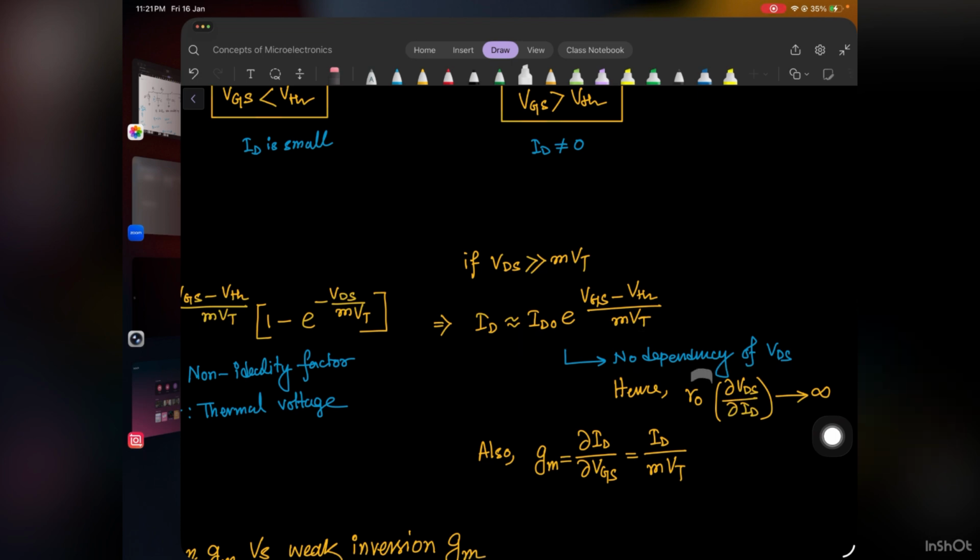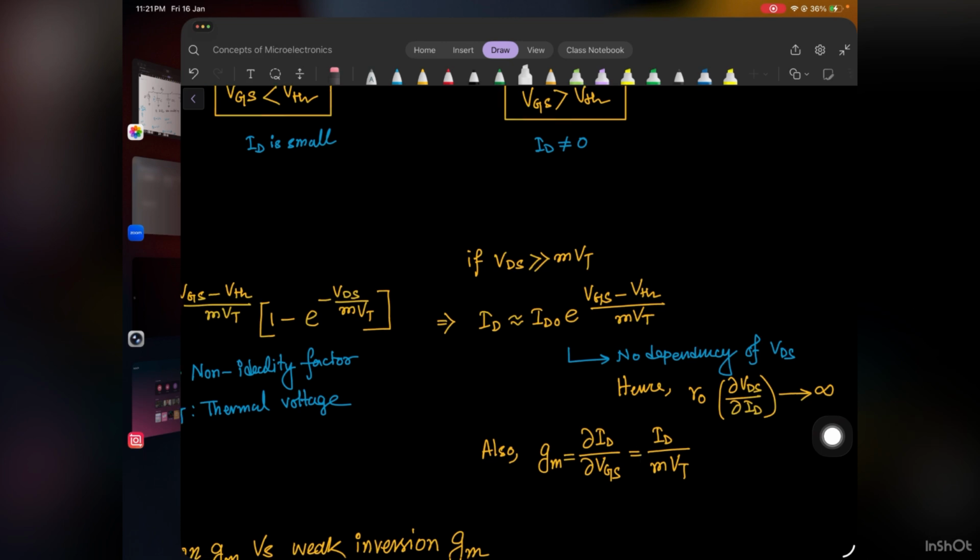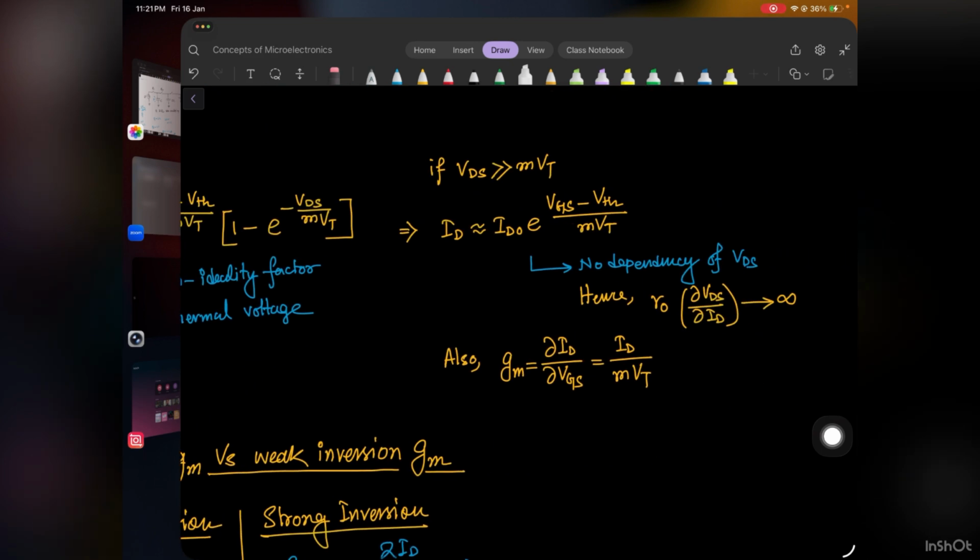It means if you calculate r0, it will actually be very large. Similarly, from this equation, you can calculate gm, which you will get as ID divided by M times VT. Remember, this VT is basically your thermal voltage.